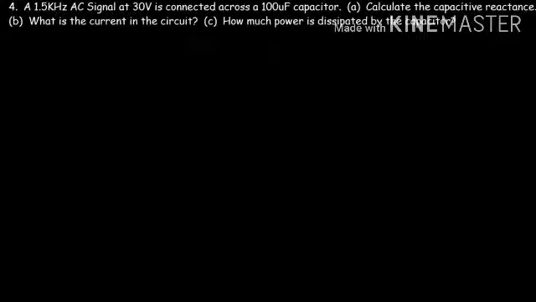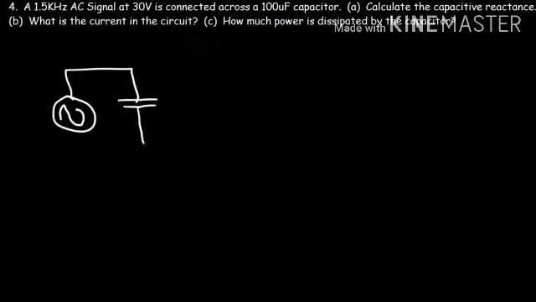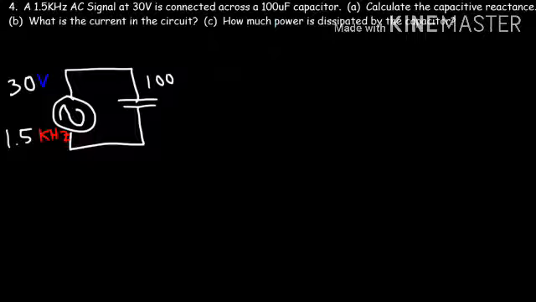Number 4, a 1.5 kilohertz AC signal at 30 volts is connected across a 100 microfarad capacitor. Calculate the capacitive reactance. So here is the AC signal, and it's directly across a capacitor. So the signal is at 30 volts and 1.5 kilohertz. And the capacitance is 100 microfarads.